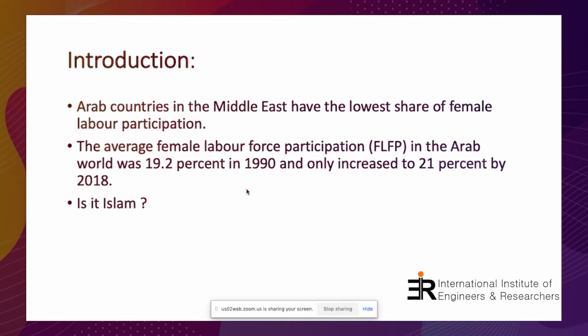Okay, so basically the main point of this chapter was that the Arab countries in the Middle East have the lowest share of female labor force participation. And we wanted to know the reason behind this. The average female labor force participation in the Arab world was 19.2% in the 1990s, and it only increased to 21% by 2018. So this tells us that it's just a very small increase over all these years. So we wanted to know what the reasons behind this are.